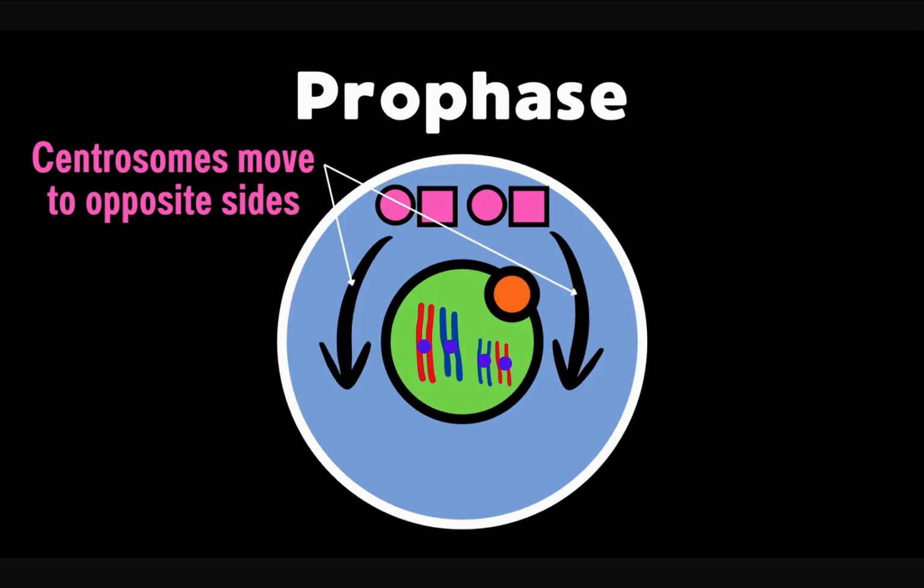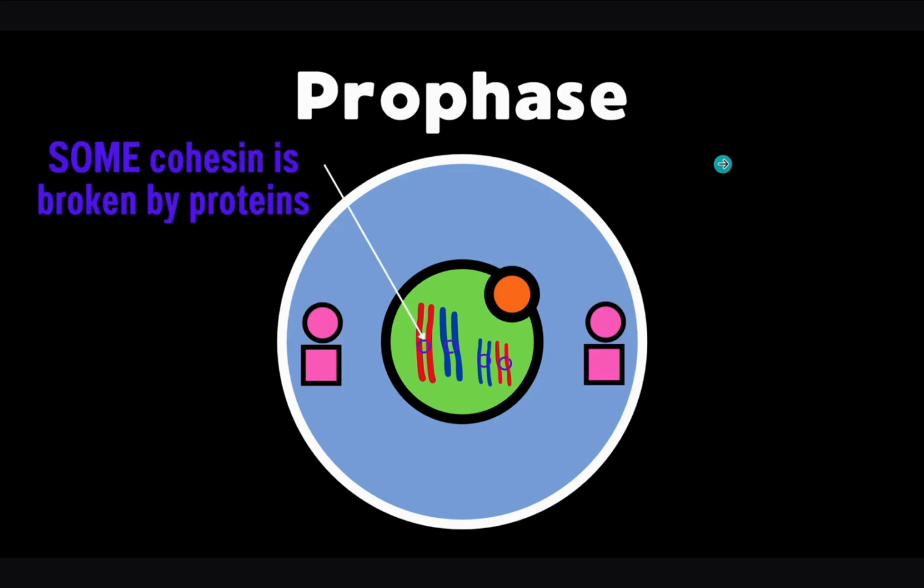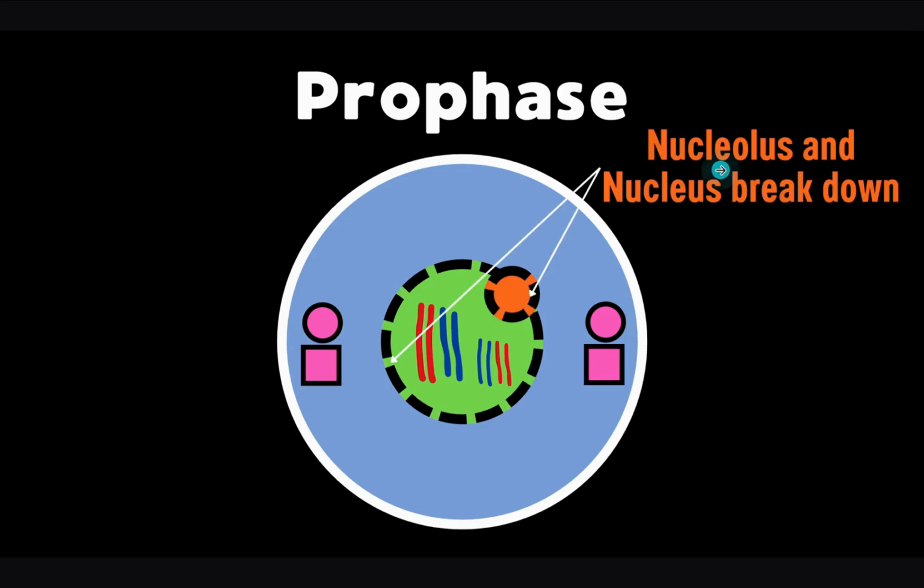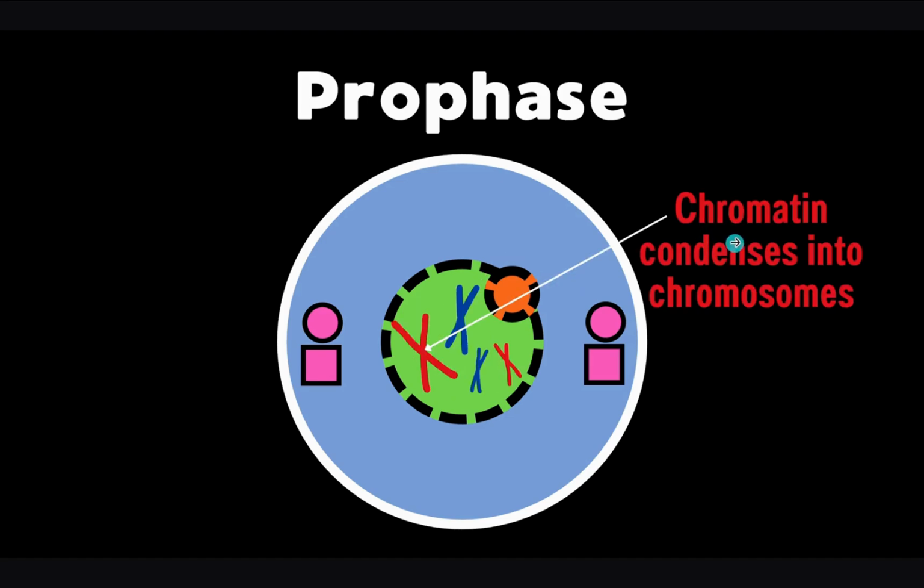So in prophase, the centrosomes are going to move to opposite sides of the cell. One centrosome is going to move here on the left, one centrosome is going to move here on the right. And then the cohesin proteins, which are holding the twin sister chromatids together, are going to be broken down a little bit, but we'll delve into how that happens later. The nucleus and nucleolus are also going to break down, which is key here for the chromatids to actually be separated later on. And the chromatin actually condense into the chromosomes that we all know, that familiar X shape.